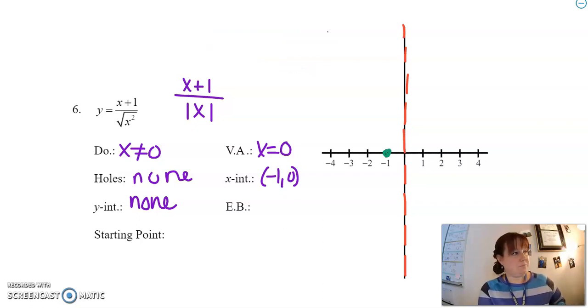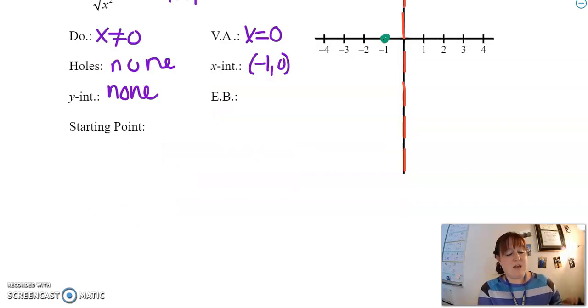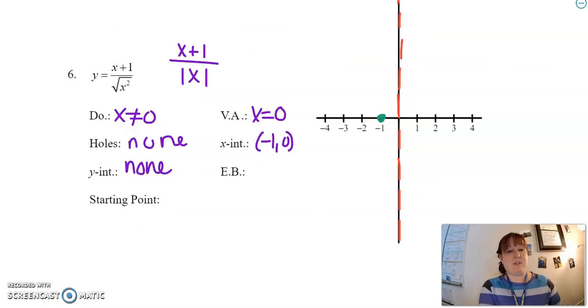All right. Now we look at end behavior. Now because this has a radical in it, we have to look from the left and we have to look from the right because this behaves differently. Remember, they can have two horizontal asymptotes. So we're looking for horizontal asymptotes here, and what's going on?